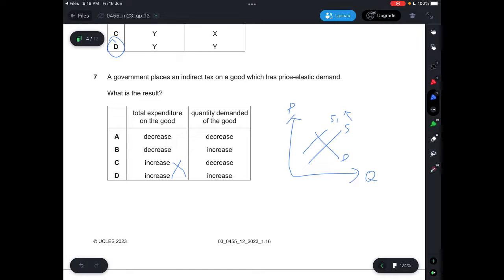And the quantity demanded of the good would then have to decrease as well, which is the same for both elastic and inelastic demand. When there's an increase in price, there will be a decrease in quantity demanded. Just that the percentage change will be different, because if it's inelastic, then the percentage change will be lower compared to an elastic demand where the percentage change will be much higher. So both will decrease. So answer is A.